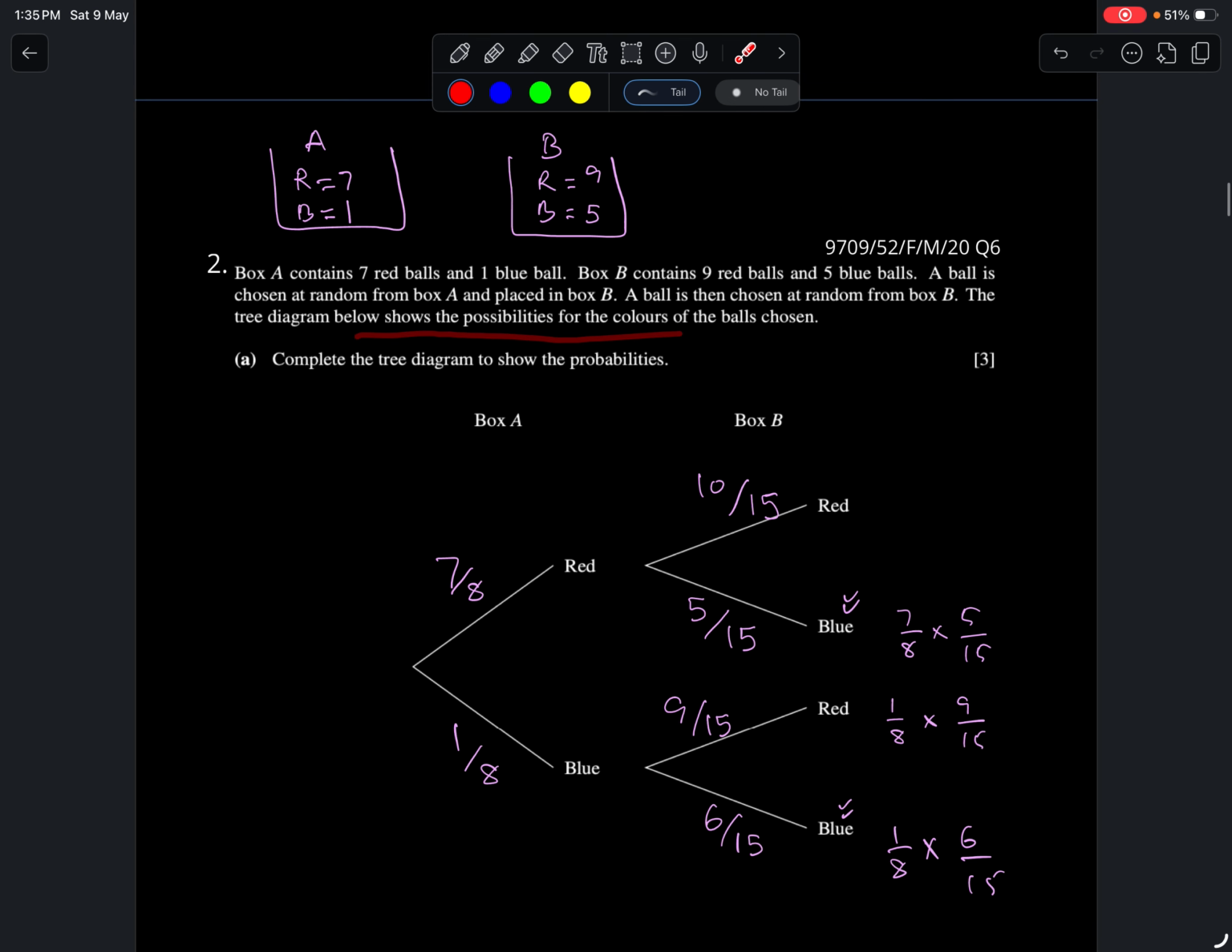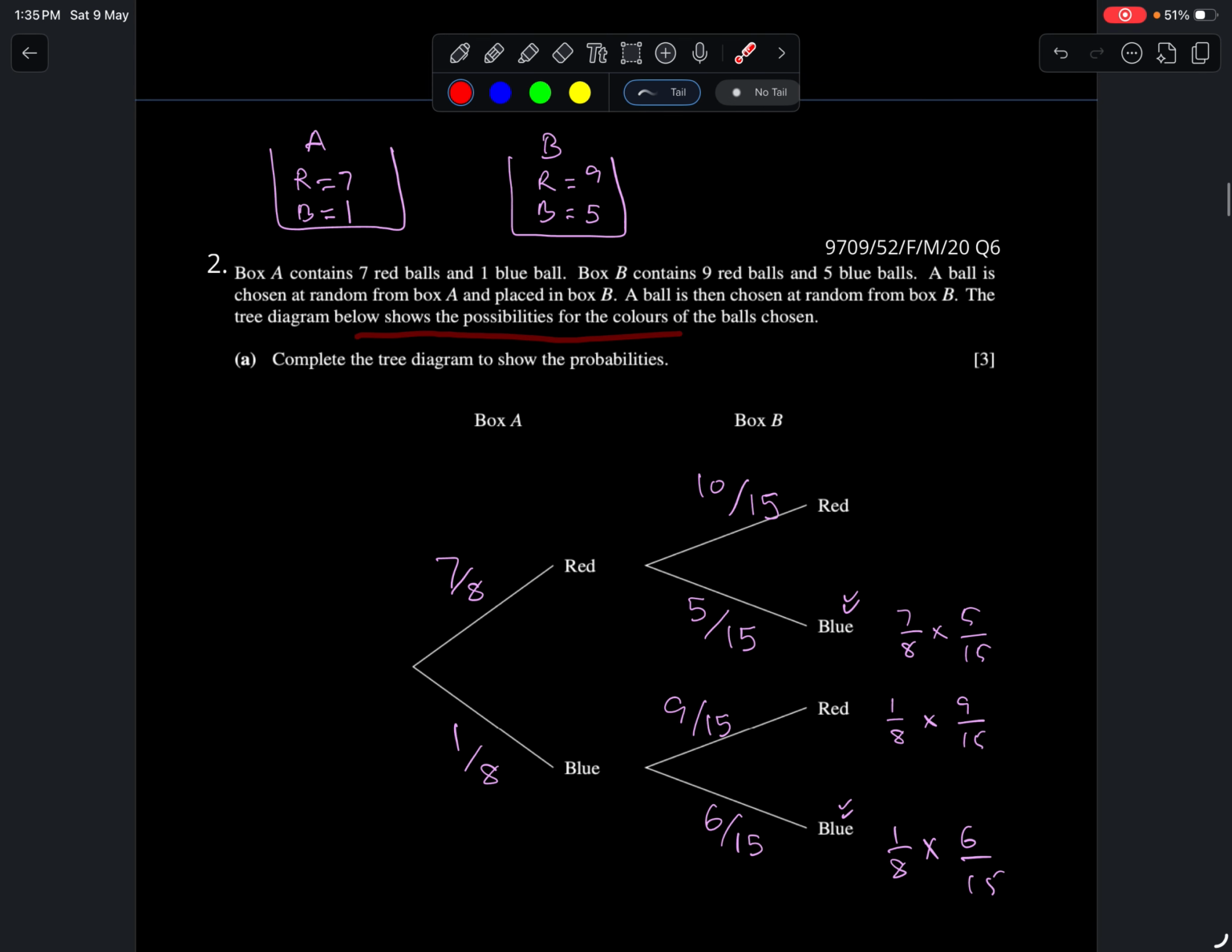Now the question is, find the probability that the two balls chosen are not the same color. Not same color means either red blue, or blue red. So 7 upon 8, 5 upon 15 and this is here.